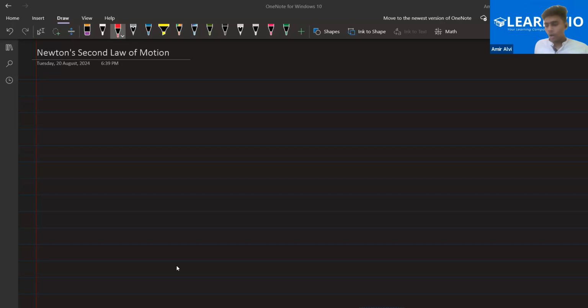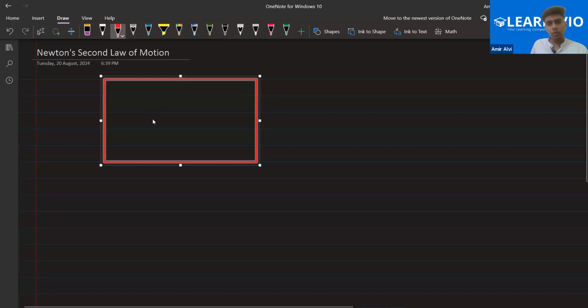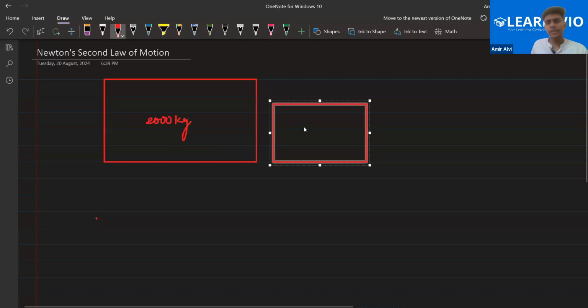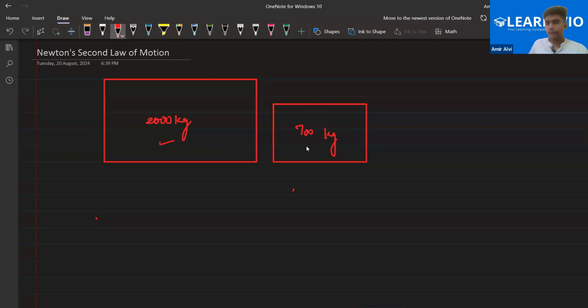In simple words, what is the actual meaning? How do you explain it? Suppose two bodies are there. One is a truck, of 2000 kg. The other is a small car, which would be at most 700 or 800 kg. So one is a heavy body and the other is a lightweight body.